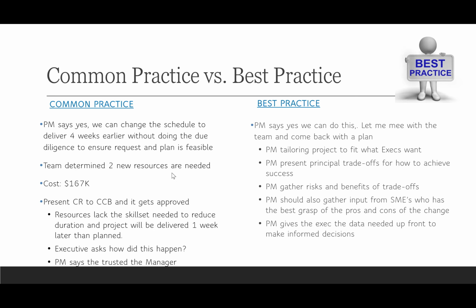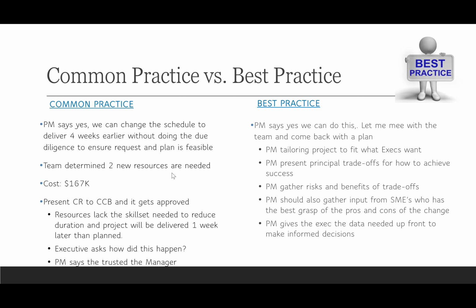Some of the common practices: a PM gets a request to make a change to one of your baselines. The PM automatically says yes, we can do that, we can pull in our date by 4 weeks. He meets with his team, they figure out a way to get it done, but he didn't do the due diligence necessary to ensure that the request and the plan is feasible. They just got together and figured it out without really analyzing the implications of making that change.